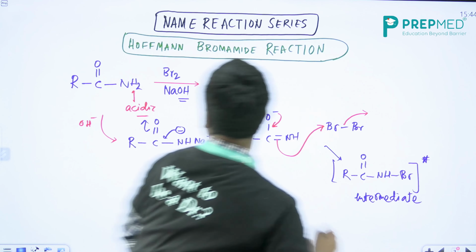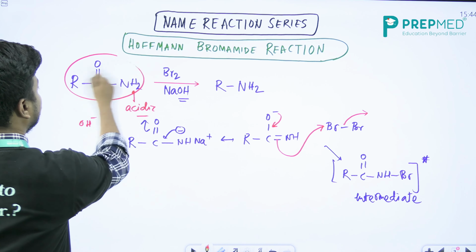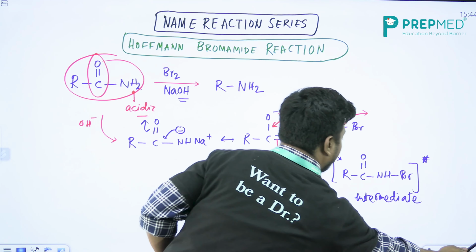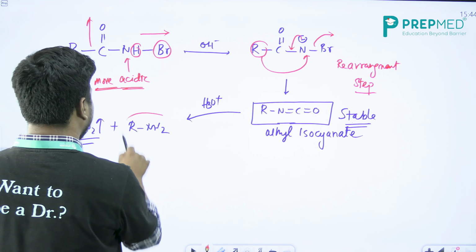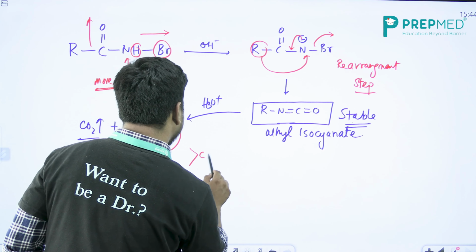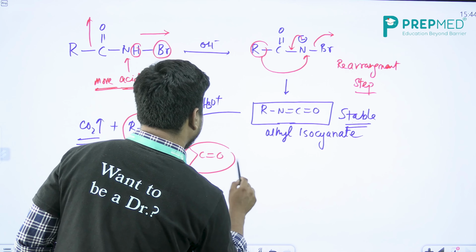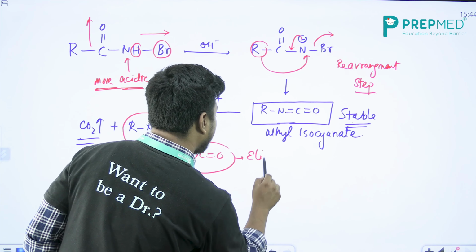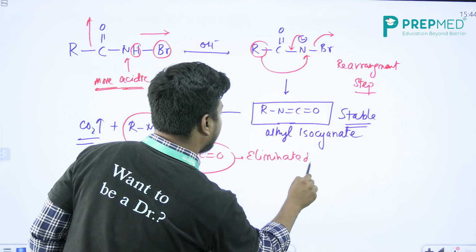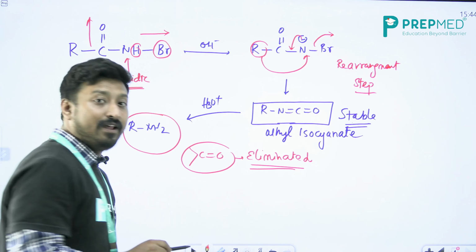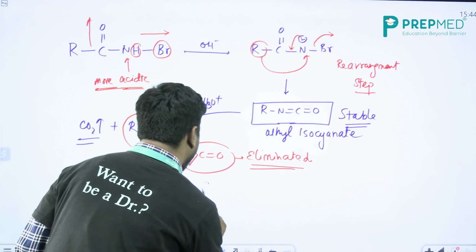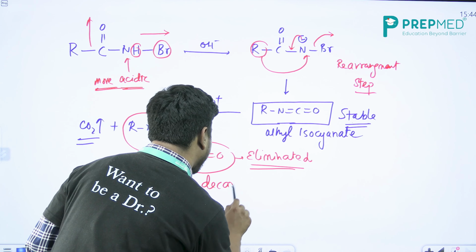किया था यहाँ पे RCONH2 से, okay, where it contains a carbonyl group. लेकिन after the further reaction, final reaction, we are getting a RNH2 group. So basically, this carbonyl group is eliminated. Okay. So this is also known as the decarbonylation reaction.